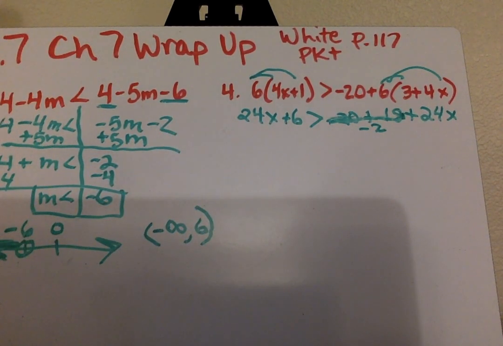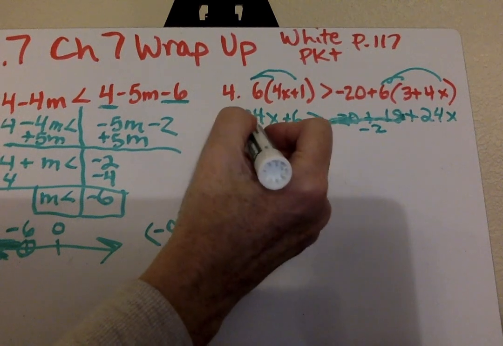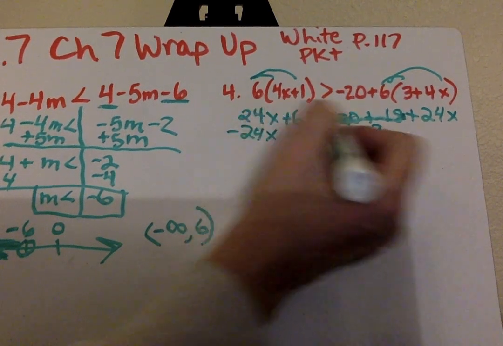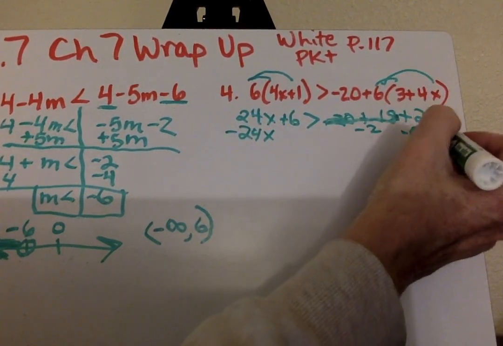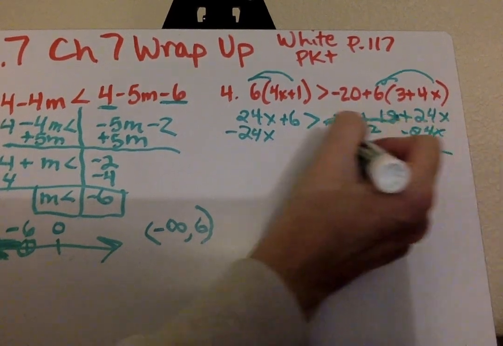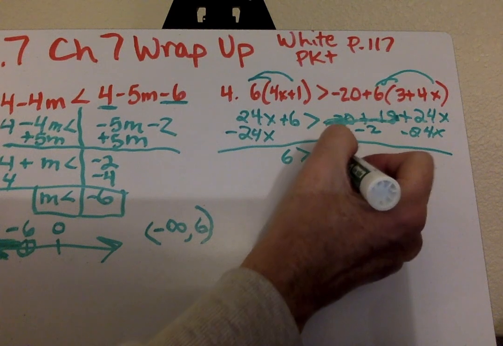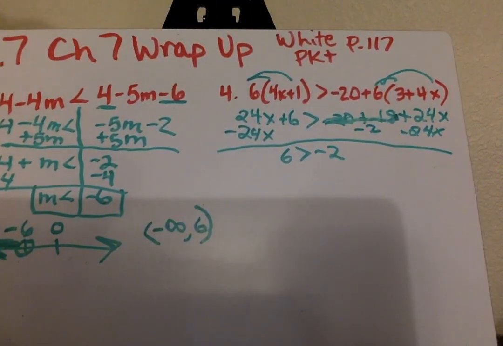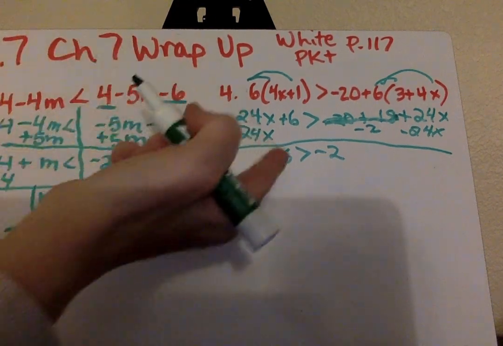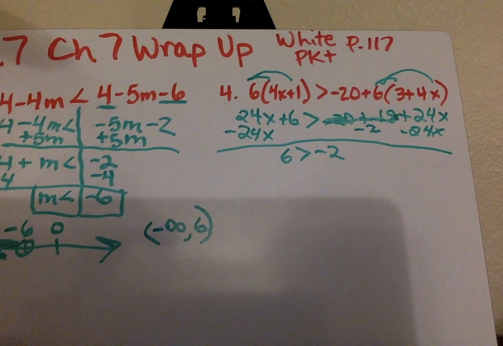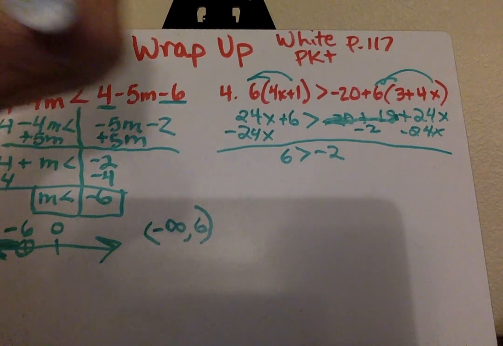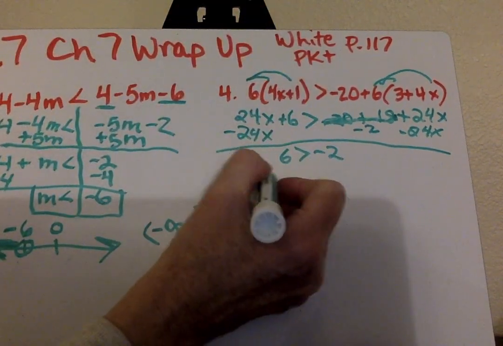So then we get the variables on the same side. So we're going to subtract 24x. Subtract 24x. 6 is greater than -2. Oh, our variables disappeared. What do we do now? We need to check and see if that makes a true or a false statement. Is 6 greater than -2? Yes, it is. So it's a true statement.